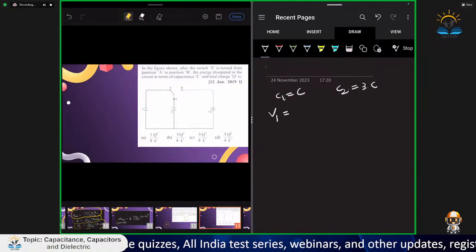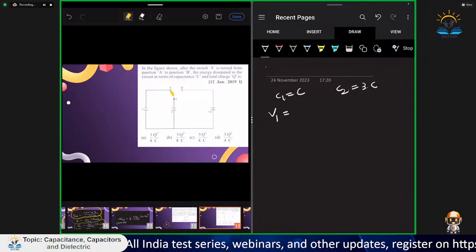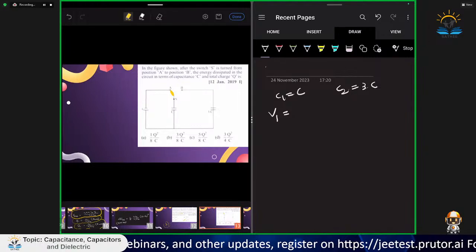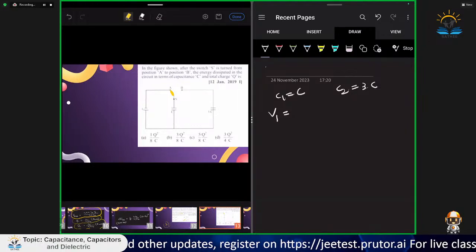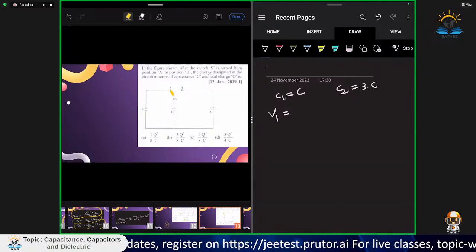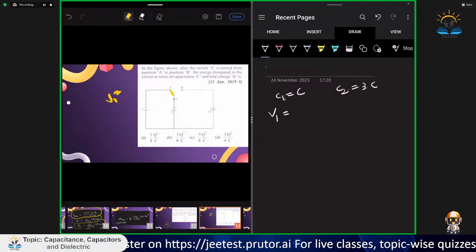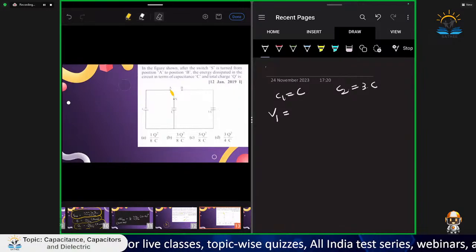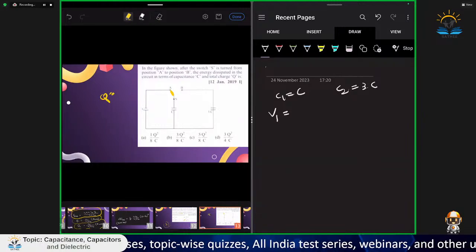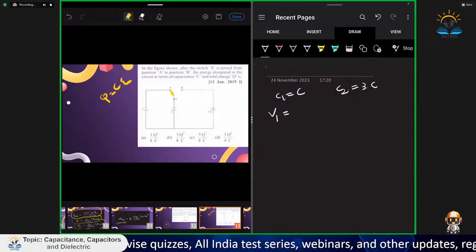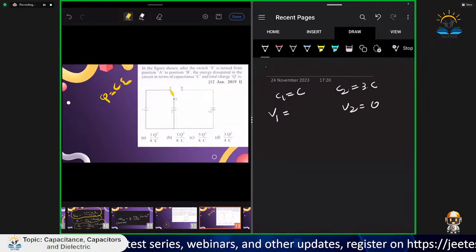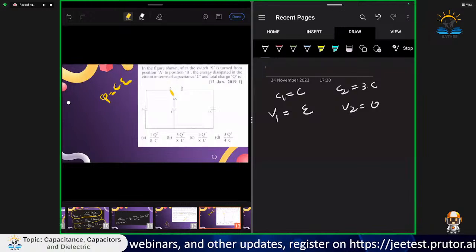What will be the V1? V1 will be, see, this is connected first, so V1 will be Q by C. In the first condition, Q is equal to CE. V2 will be 0. V1 is E only, it's connected with E.